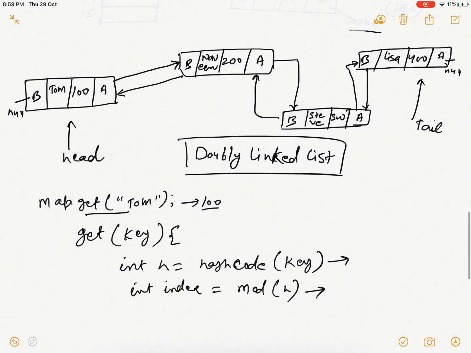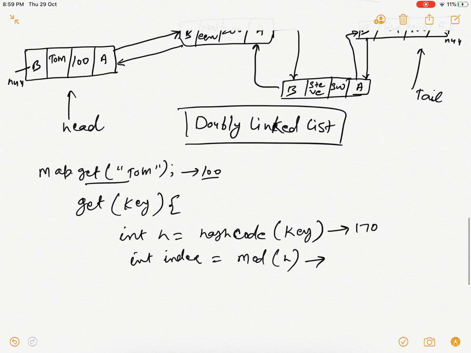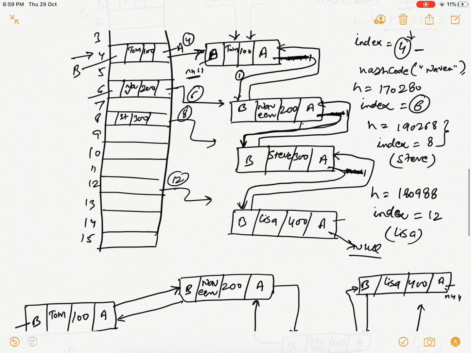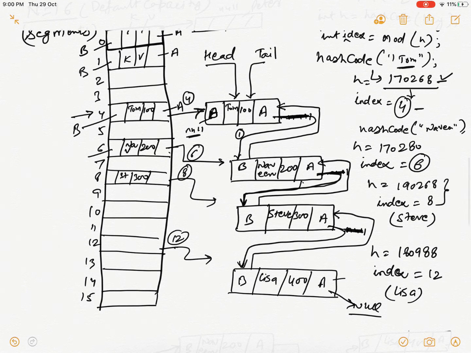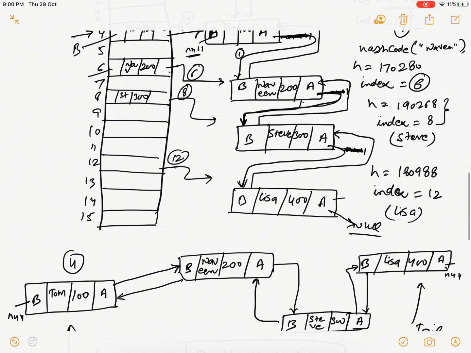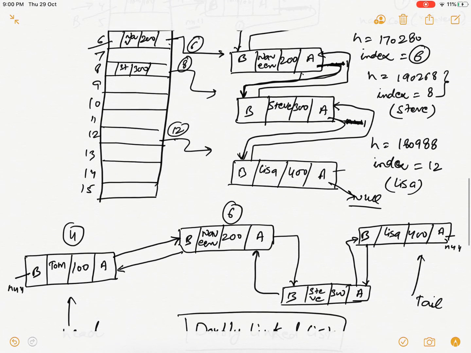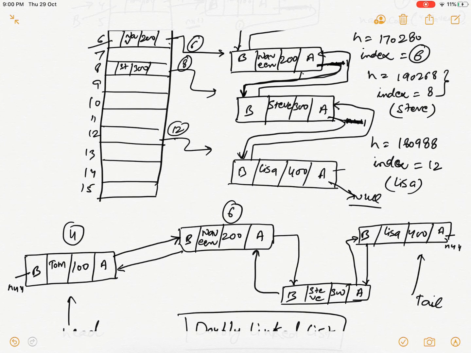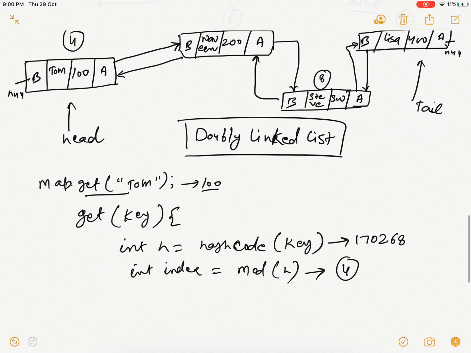170268. Same thing for Tom, 170268 will be calculated. Index is 4. So what will happen? It will go to the 4th index and it will check the key. So guys, this is my 4th index, and Naveen is available on the 6th index, and the 8th index for Steve, and this is for the 12th index, right, in this particular segment.